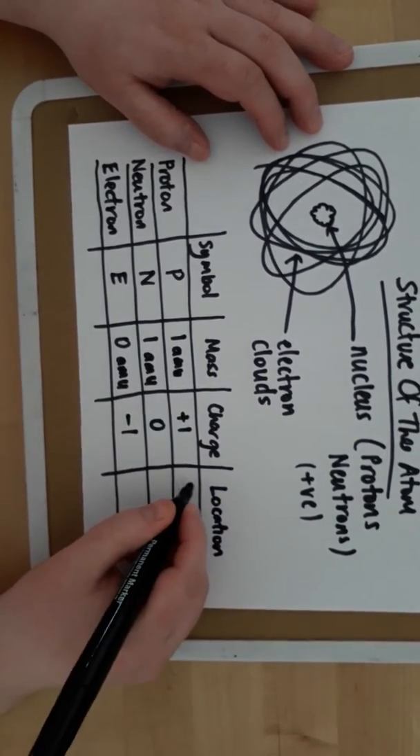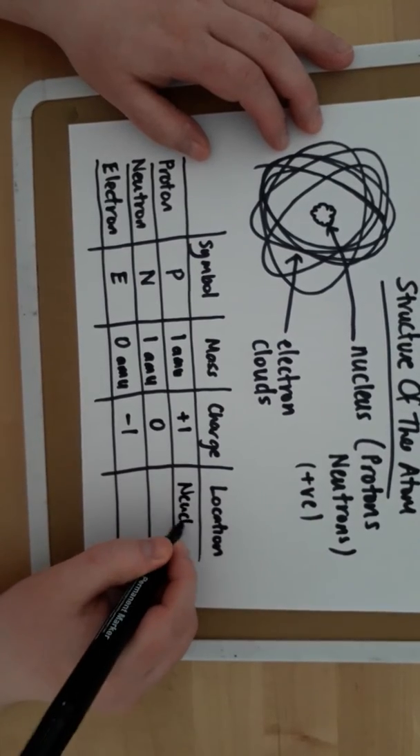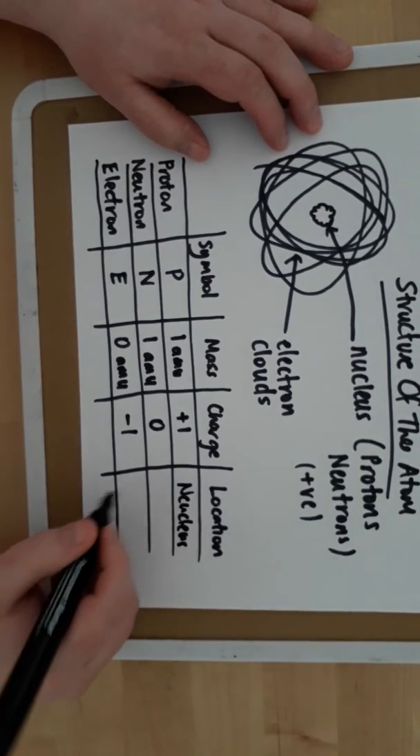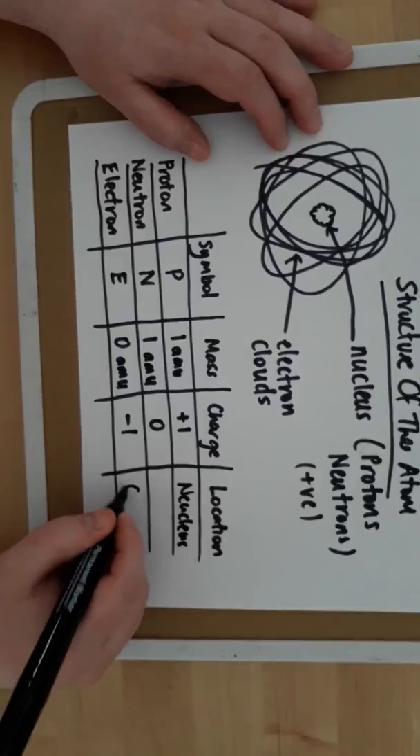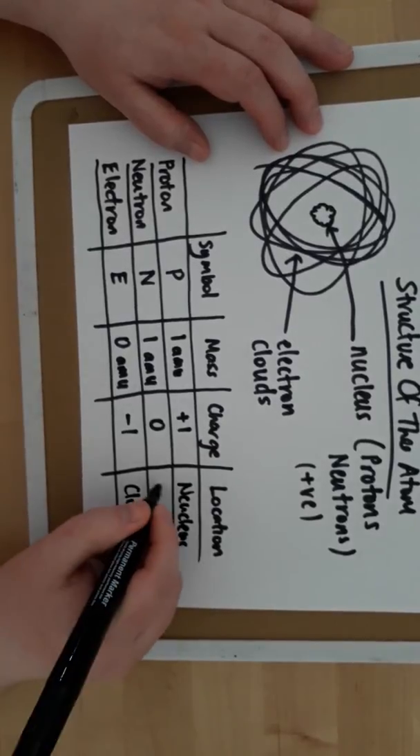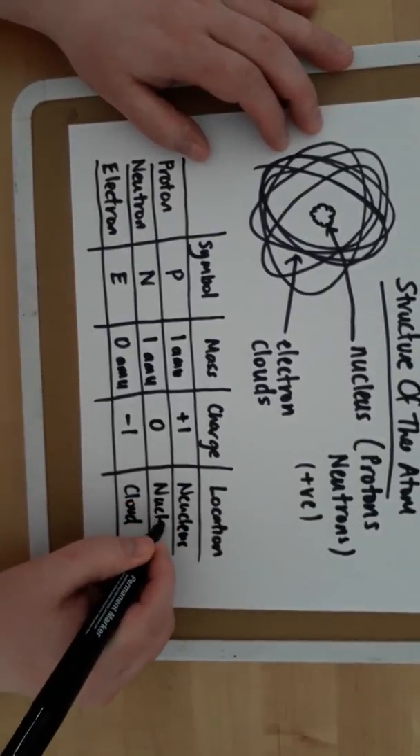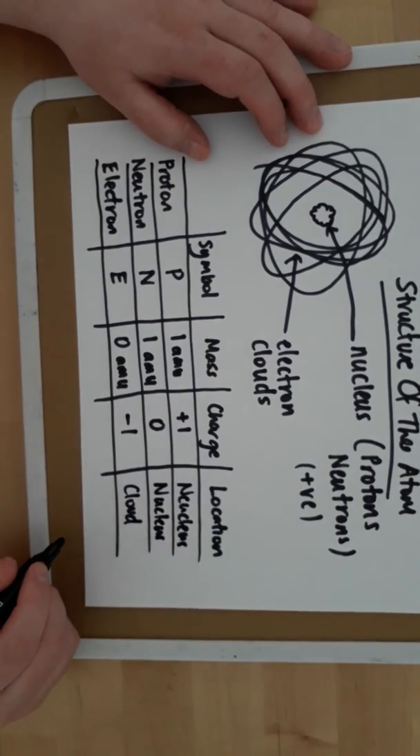Location: proton is in the nucleus, electron is in the electron cloud, and the neutron's in the nucleus as well.